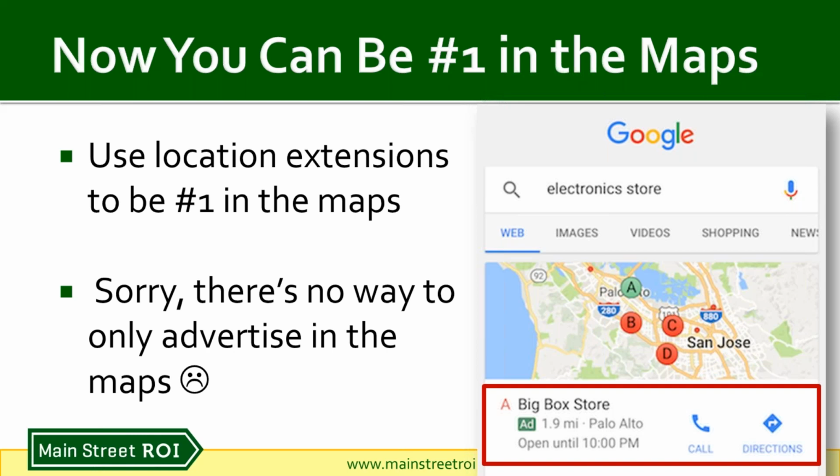Now, I get this question all the time: how do you just advertise in the maps? And unfortunately, Google does not allow that. There's no way to only advertise in the maps. You have to set up your ad campaign in Google Ads. You have to set up the location extension, and that gets you eligible to show up in the map results. But unfortunately, Google is ultimately in control of that. They control when the maps show for a particular keyword, and then they determine whether or not you're going to show as an advertiser in the map results.